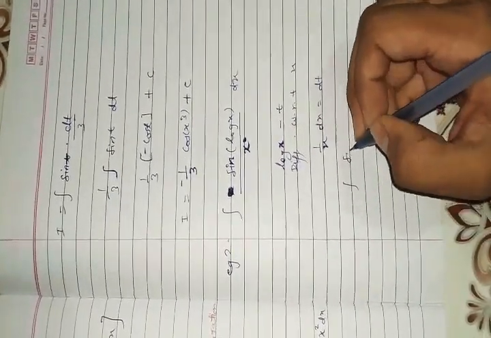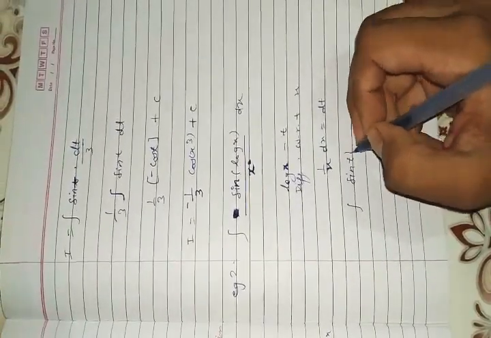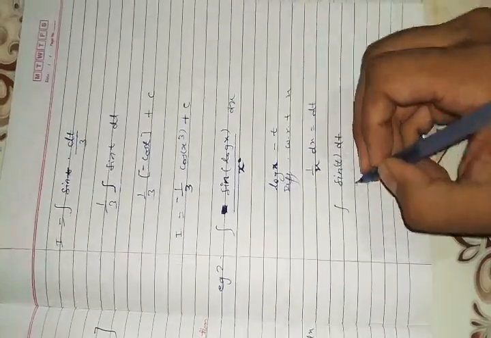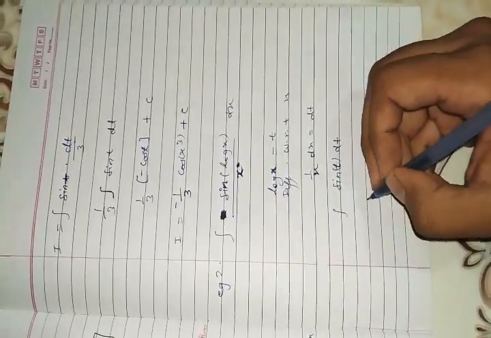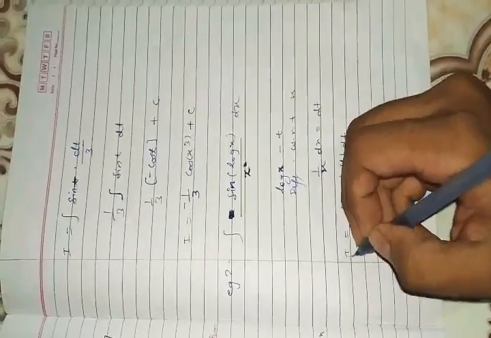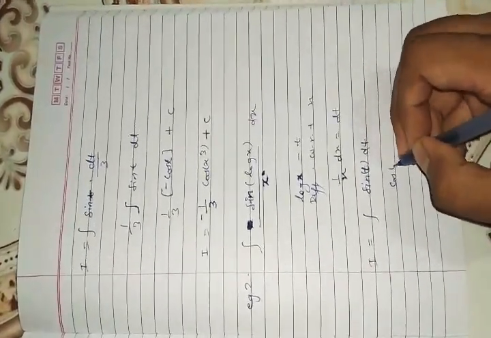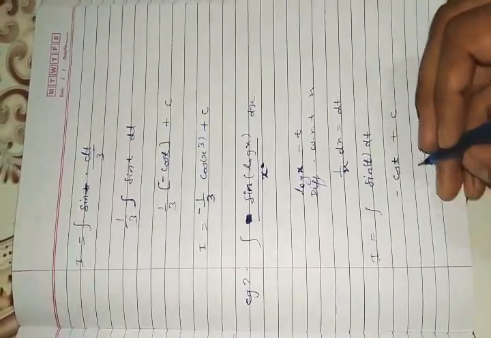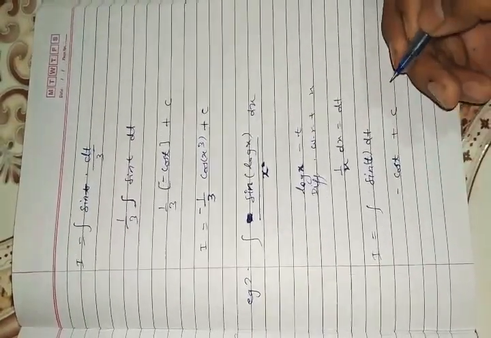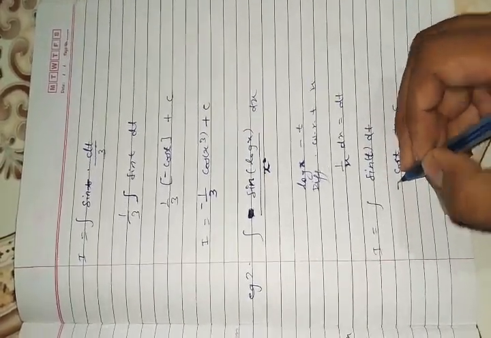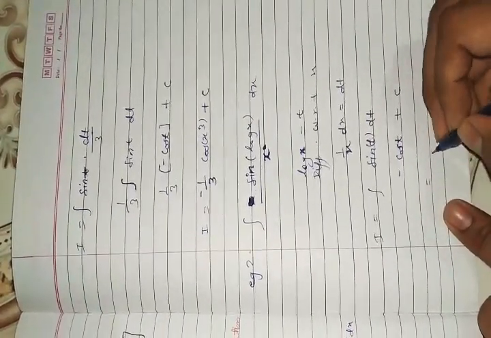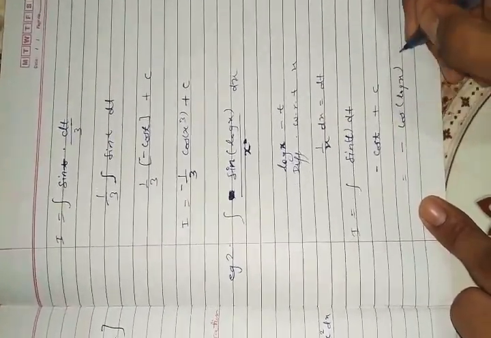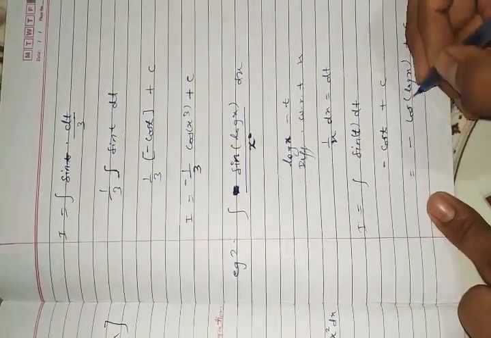So I will put sin t, because I took log x as t, and I am going to get the answer as minus cos t plus c. And don't forget to resubstitute, because you have to give your answer as you started your question. So your answer will be minus cos of log x plus c. So this is all about it.